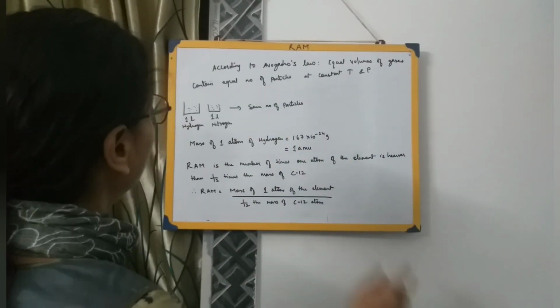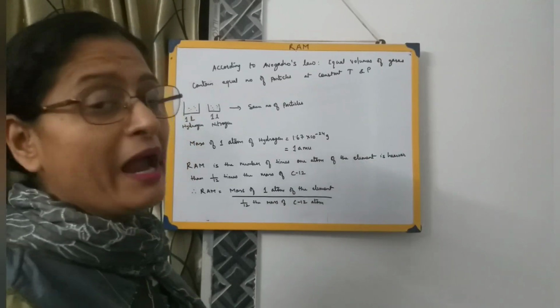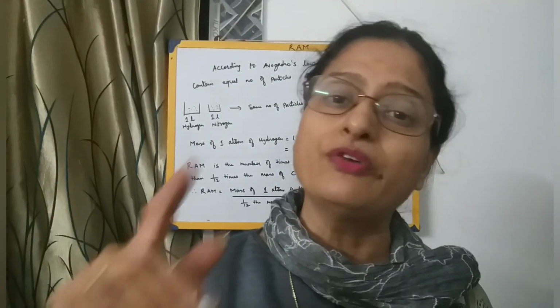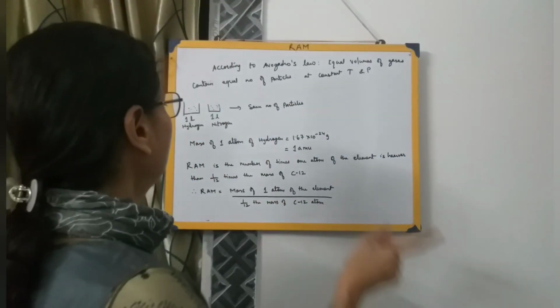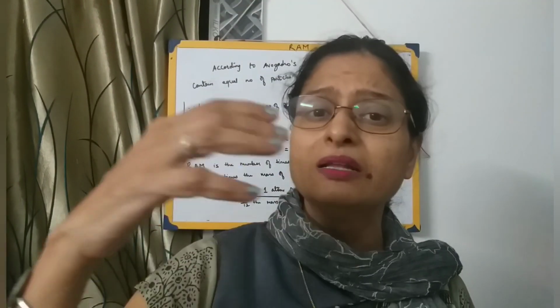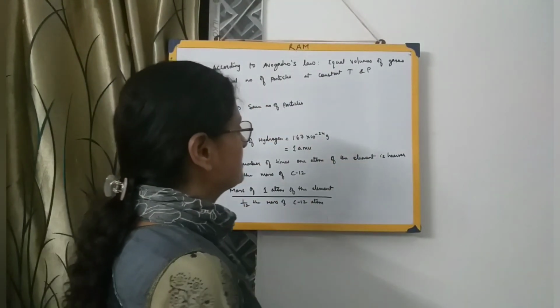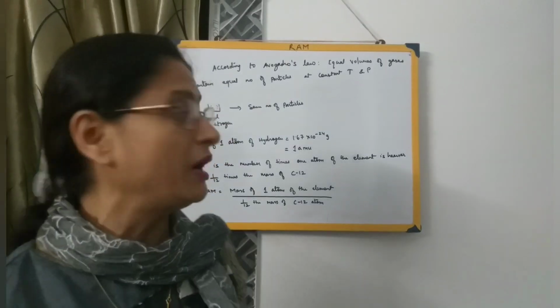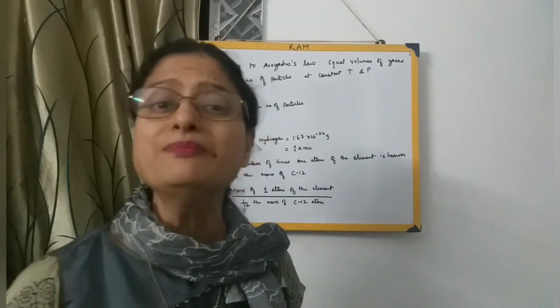By some way they found out the mass of one atom of hydrogen, and they started comparing the masses of all the other atoms which they knew at that time with the mass of one atom of hydrogen. Then they found out that some of the atoms were very heavy, and the mass of hydrogen is very less. That is simply 1.67 into 10 raised to minus 24 grams, which is a very less mass.